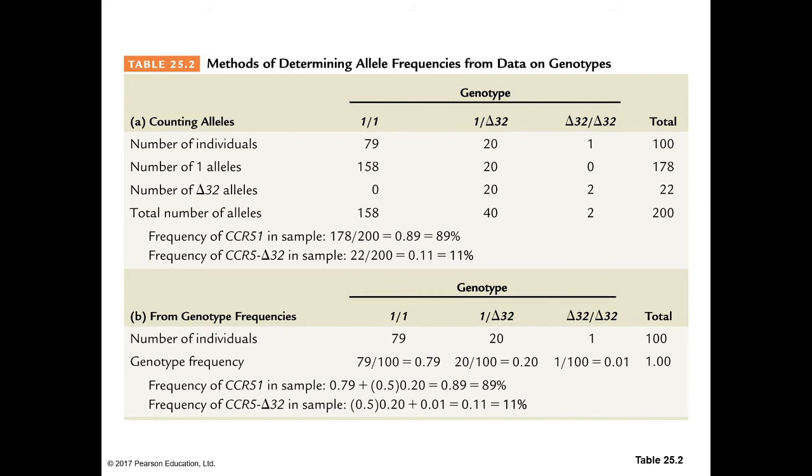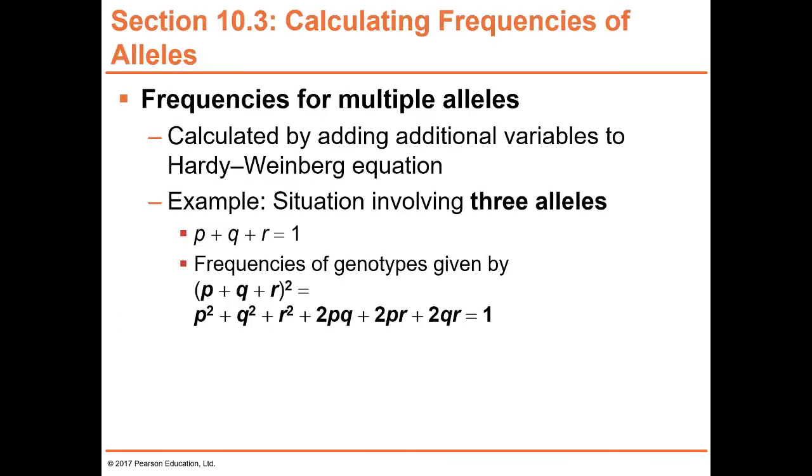So you get 0.89. What about the frequency of CCR5 delta 32? 0.5 times 0.20 because they're heterozygous, plus the people who have the disease. How many? It is 1 over 100, so it is 0.01. You add them both together, you get 11%. So recheck again, 89 plus 11, what do you get? You get 1.0. So how do we calculate frequencies of alleles? To calculate the frequency of an allele, you just take the number of alleles over the total number of alleles in the population.